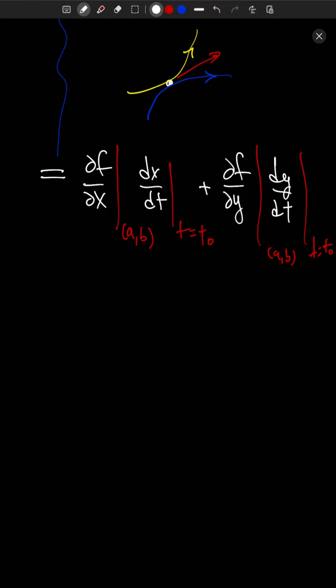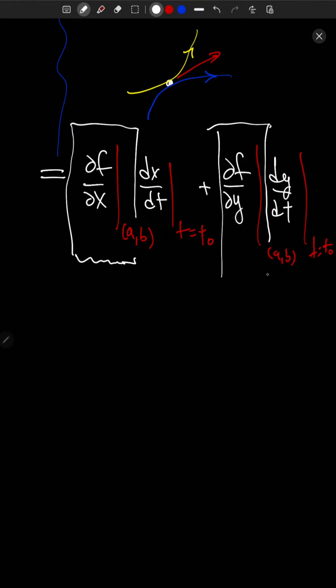Okay, now, how does this tell me that it doesn't matter what parameterization I use? Well, this term right here, df dx, is independent of the parameterization, right? There's no mention of the parameterization in this term. It's just a partial derivative in the direction x. Completely independent of parameterization. This one here is independent of the parameterization. Same idea, it's df dy. All right, so those two terms aren't giving us any trouble, but what about the other two?